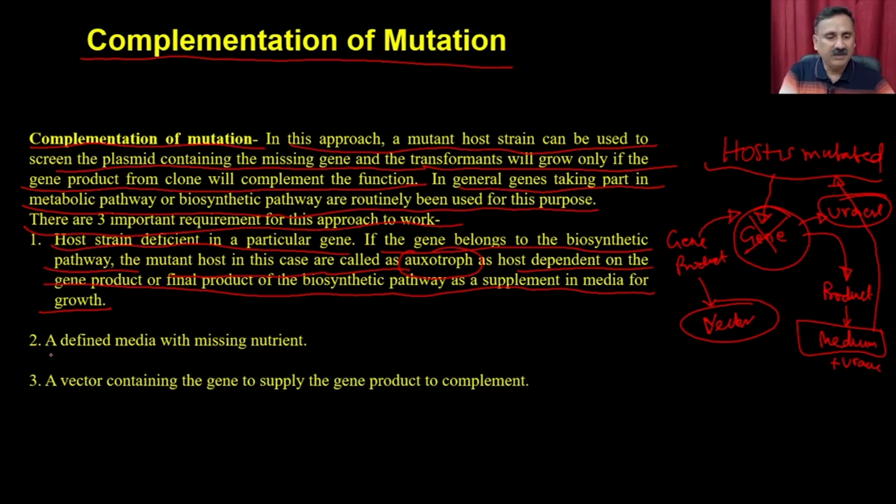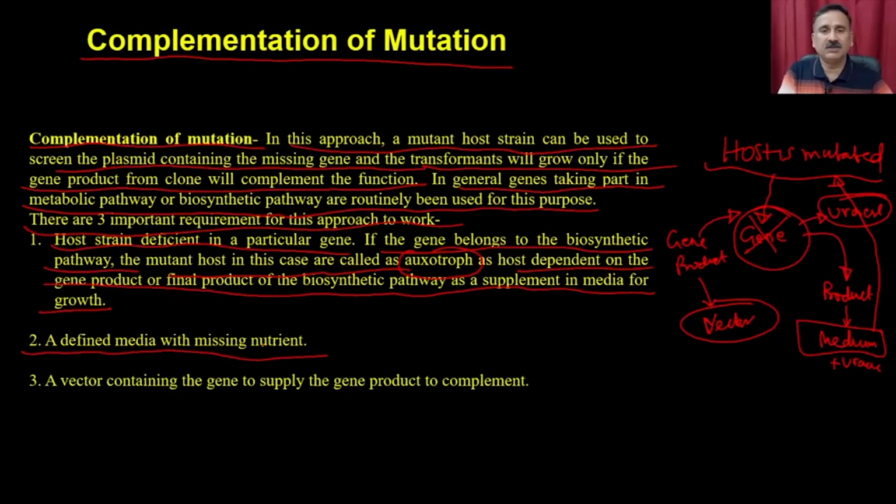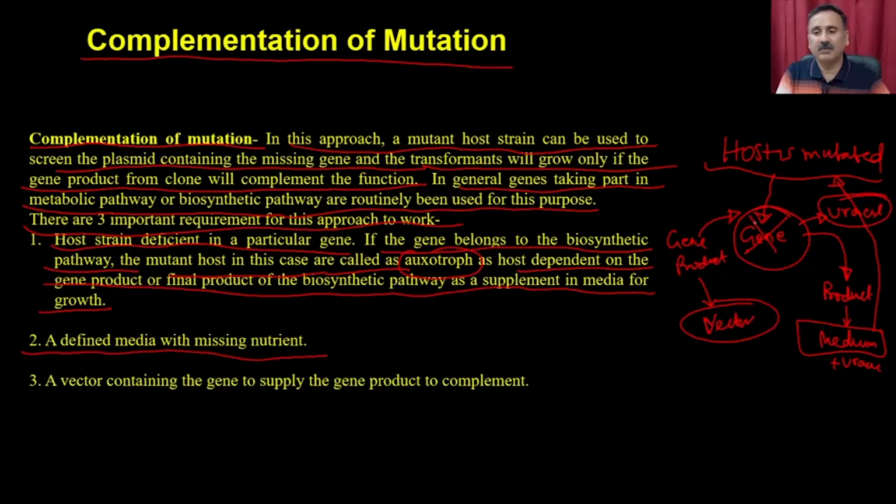Then you need a defined media with the missing nutrients. While growing this host, you can use the media which contains the uracil, but you should also have a defined media where this nutrient is missing, so that the host is looking for that nutrient, and you will get that if the vector is going to supply the gene. And then you also require a vector containing the gene to supply the gene product to complement.